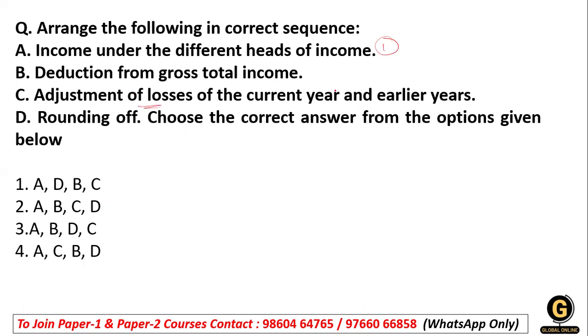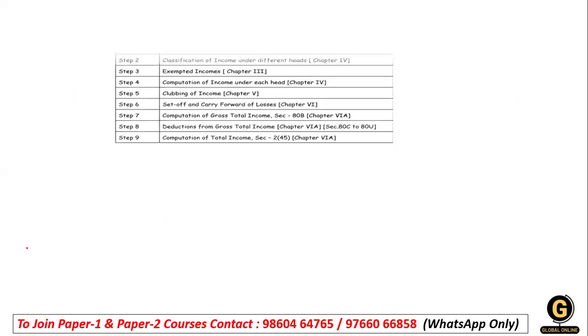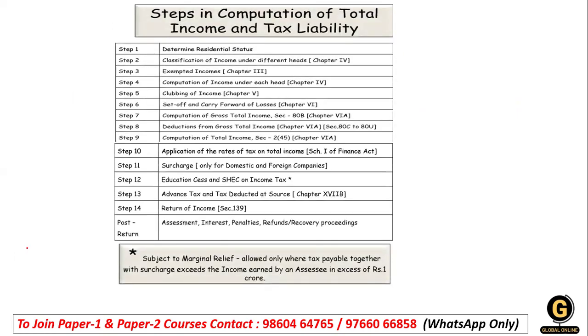Okay, so adjust the losses, this is the second step. Then after getting our gross total income, we will deduct from the gross total income, and after that we calculate our taxes, and in case of any round up, we will round up our taxable income. That is the 4th step. So here is A, C, B, D. So option number 4 is the right answer here. Clear?